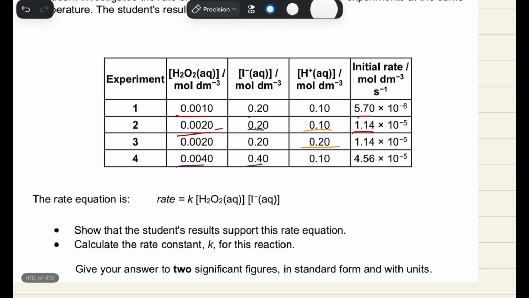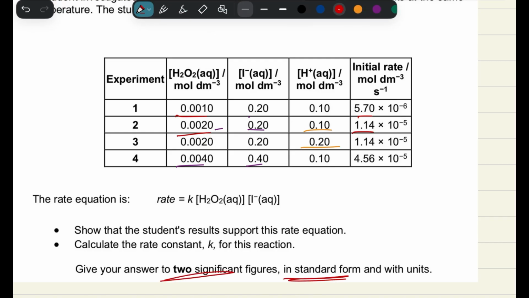Once you've done all of that, we literally do the same thing in terms of choosing any of the experiments, put in the values, then you should get a value of the rate constant. Just note it said 2 significant figures, and it also said in standard form and with units. So those are things that can catch people out if they don't read it properly.